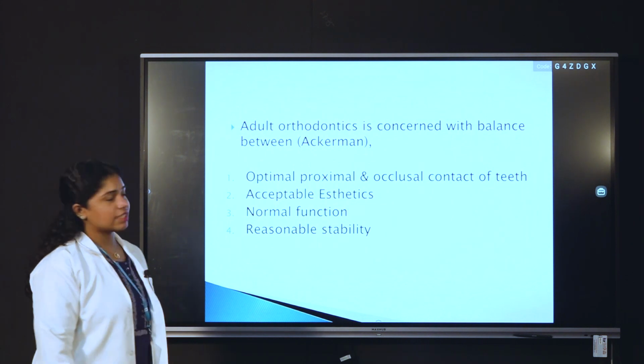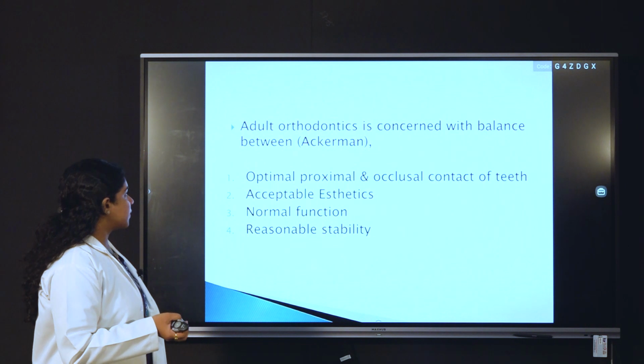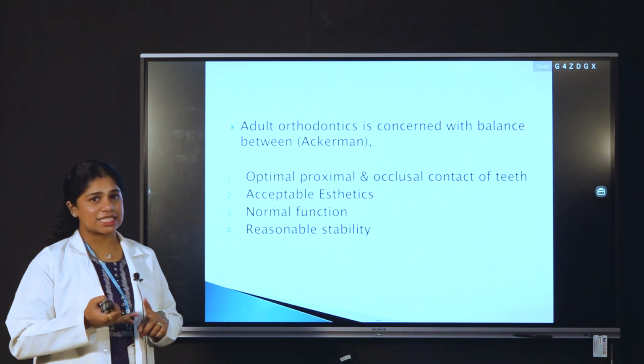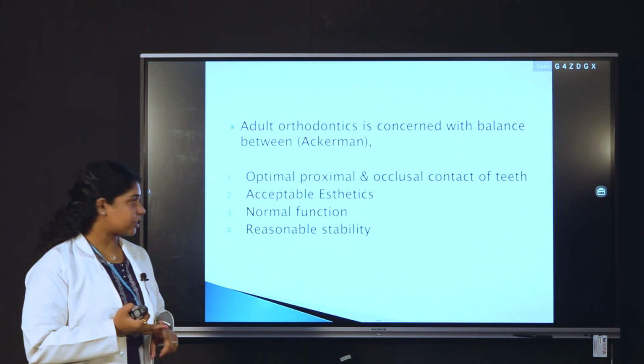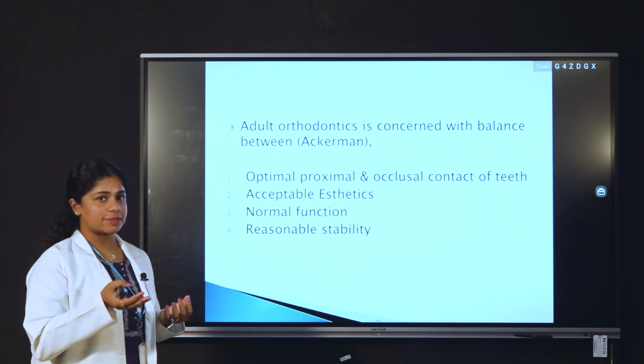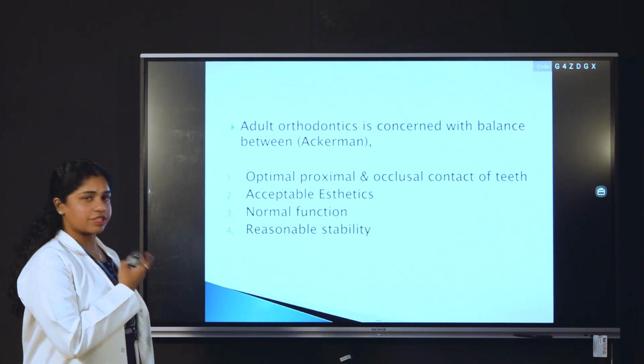So adult orthodontics is mainly concerned with the balance between optimal proximal and occlusal contact of the teeth, acceptable aesthetics for an adult patient, the normal function for them to eat, chew, and speak, and a reasonable stability, according to Ackerman.